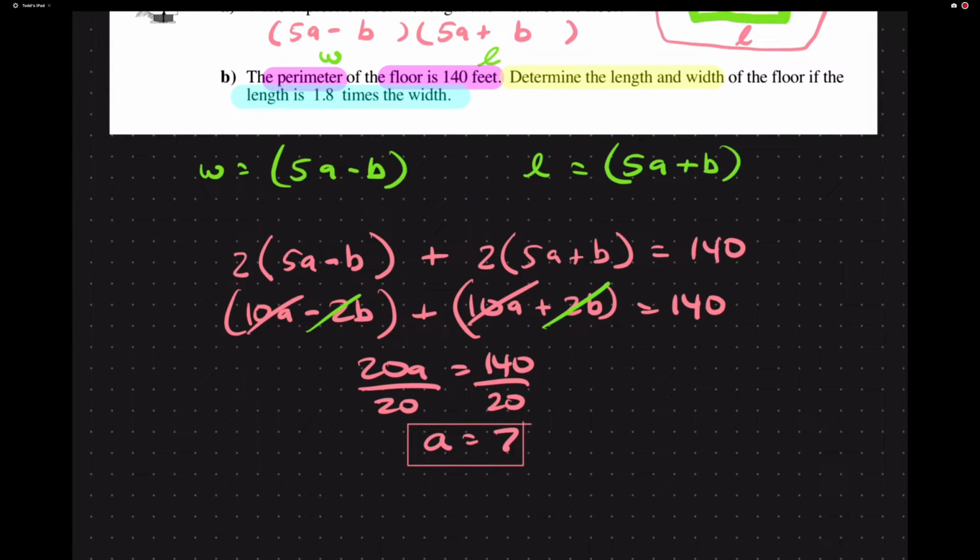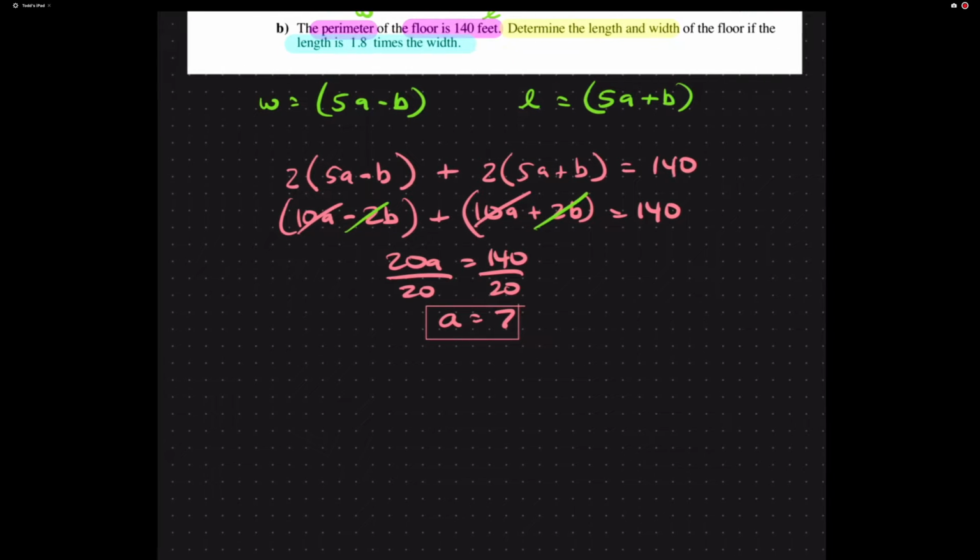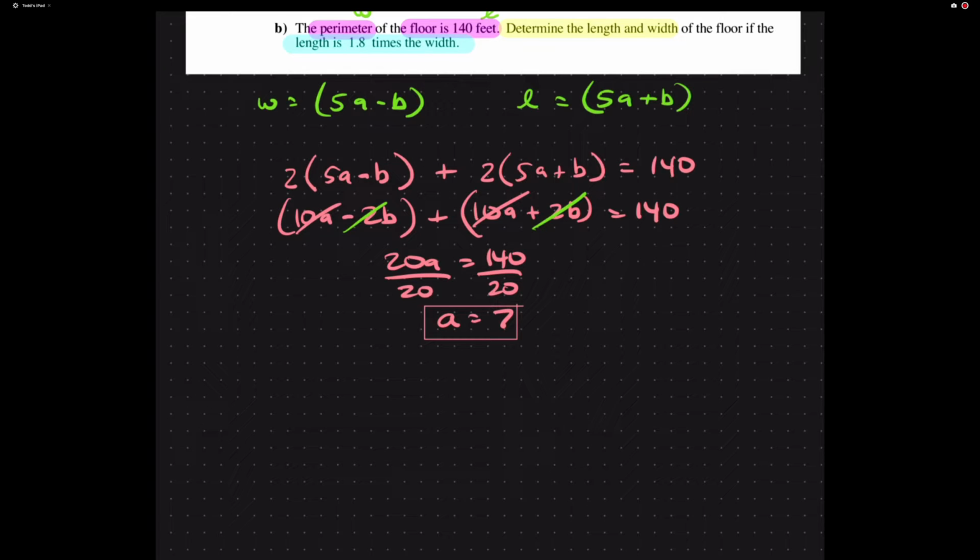So let's use that other piece of information. You'll come across this quite often in math, where it says the length is, and "is" is like another word for equals. So the length equals 1.8 times the width. It's just that written in words above. So let's write that out like we see it there. The length, which is 5a plus b, is equal to what?